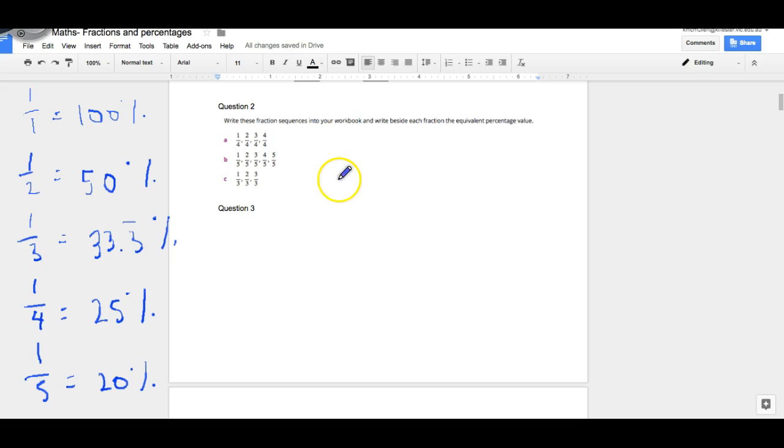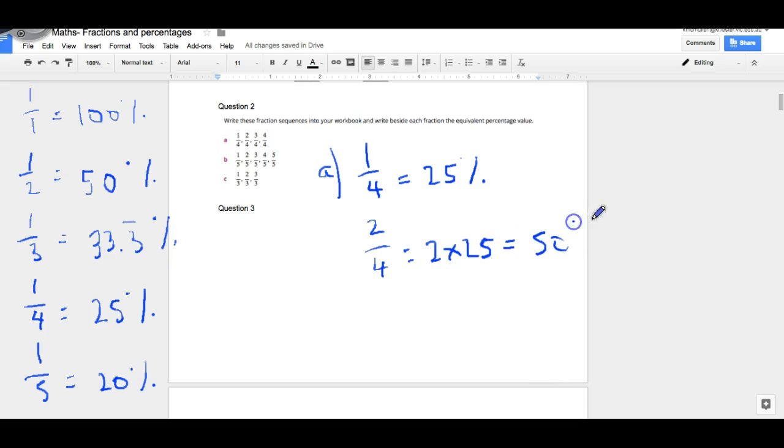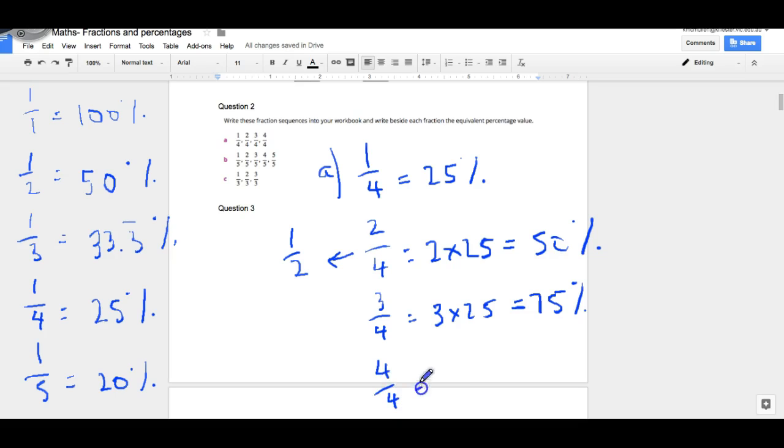So for these ones here, let's look at A, which is 1/4. 1/4 is 25%. If we have 2/4, we just multiply that by 2. So 2 times 25 is 50%. You'll also notice that 2/4 is a half. And if we go over here, we know a half is 50%. 3/4, we multiply 25 by 3. So we have 75%. And then lastly, 4 over 4, which is the same as 1, is 100%. Or you could have said, well, 4 times 25. All right, so I'll leave you to do B and C.